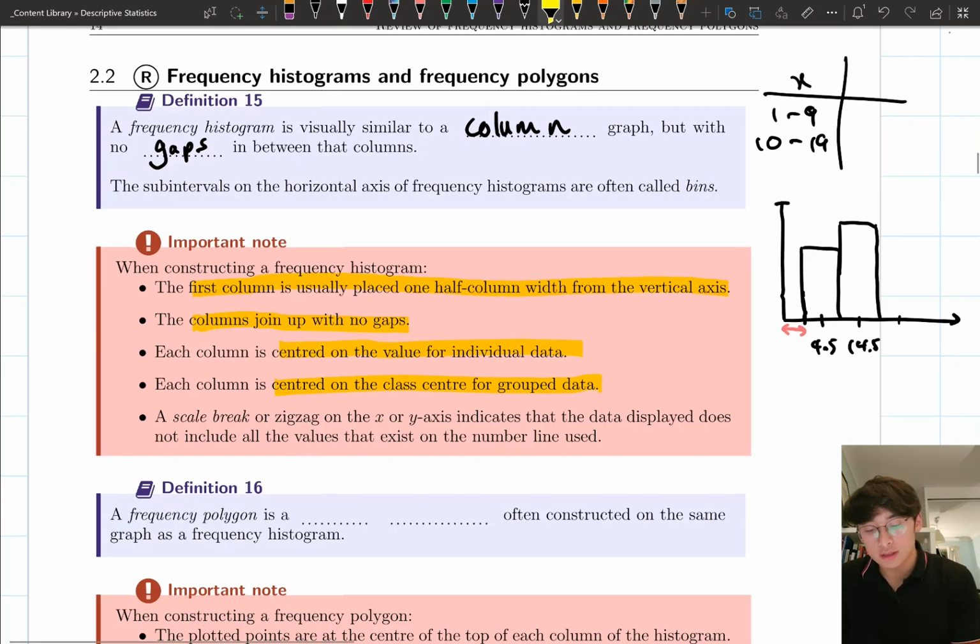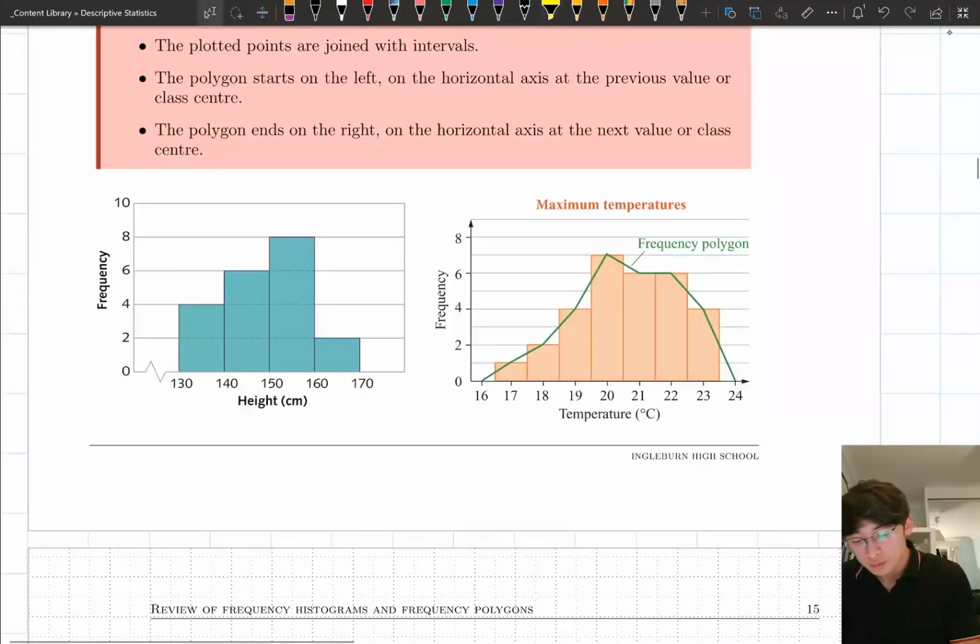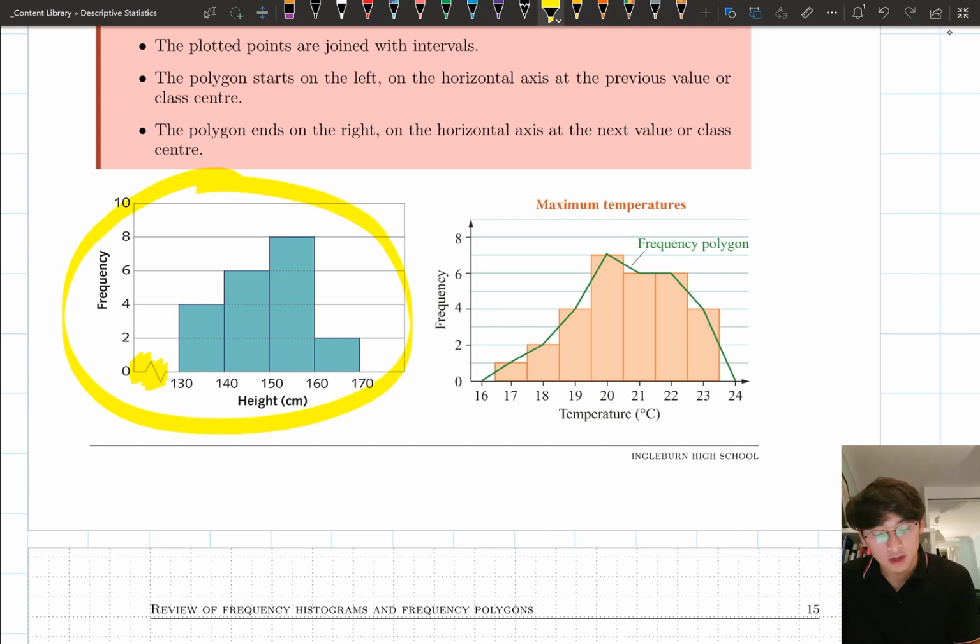What you can also include is sometimes you might also see a scale break or zigzag on the X and Y axis to indicate that the data display does not include all the values that exist on the number line used. So you have a look here on this example, they've actually put in a zigzag there. So here we've got two examples of frequency histograms. What you notice is this one is a little bit skewed, but if you have a look at this one over here, you've got a 1/2 column gap at the front, and the scores are centered at the bottom of each of the columns, and there's no gaps.